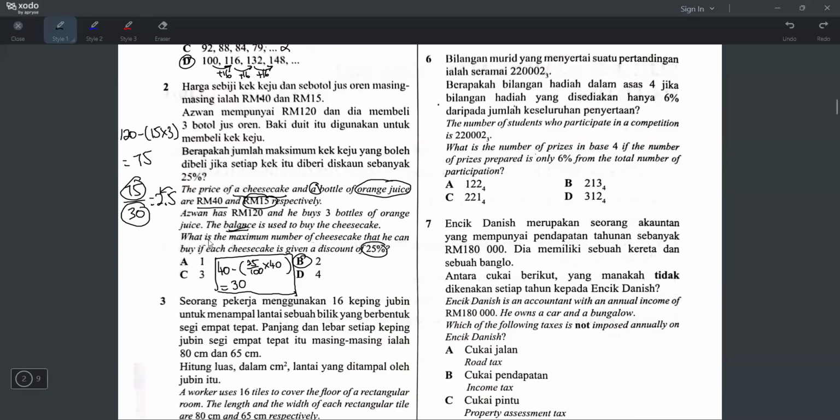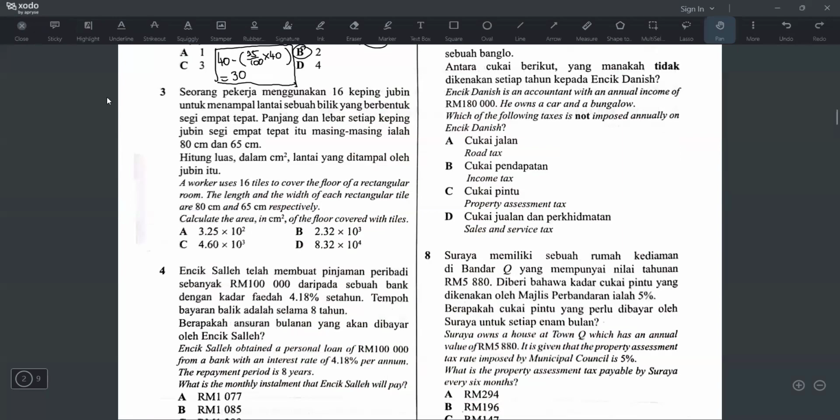So with 75, you can only afford to buy 2. 3 is not enough, because the extra 0.5 we don't count. So B is the answer. Okay, done. Let's continue.